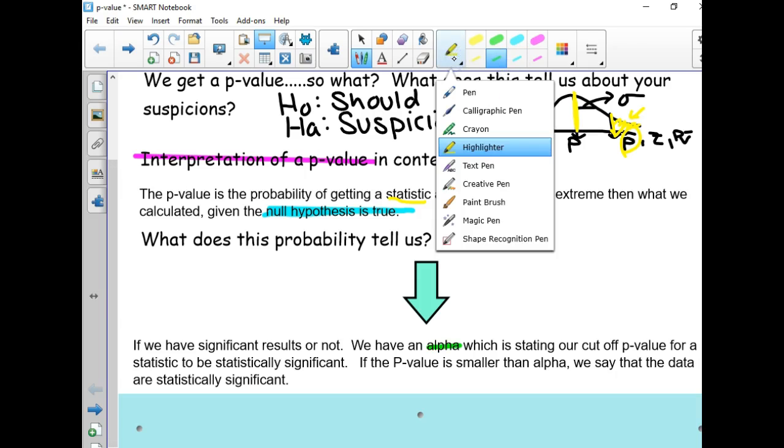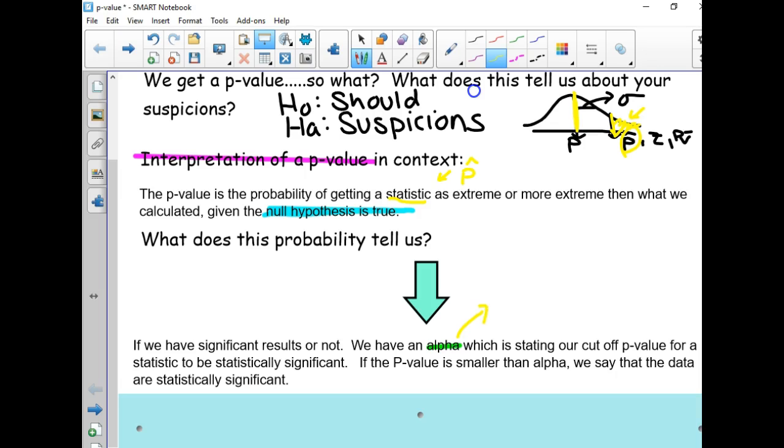An alpha looks like this. And it's a certain number. And it's going to tell us our cutoff for a p-value. So we're going to look at that p-value and we're going to compare it to what that alpha is. And we're going to say, did it make the cut? And if it did make the cut, that means our results are statistically significant. So in a nutshell, if the p-value is smaller than the alpha, we say that the data is statistically significant.